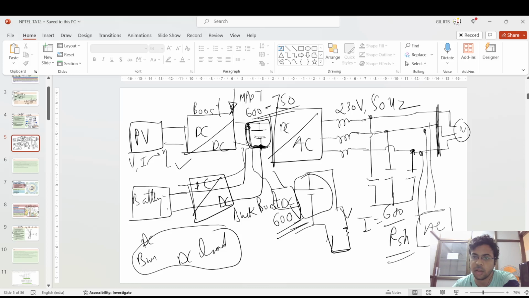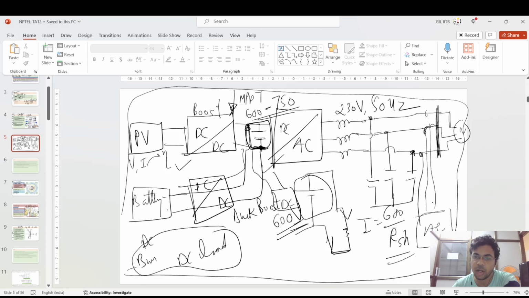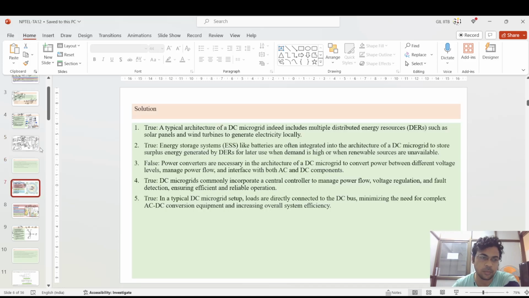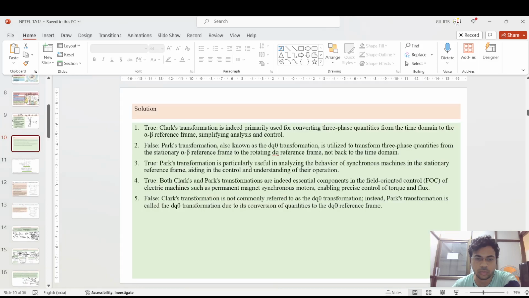There is no meaning in connecting this DC load across this AC terminal by utilizing again this AC to DC converter. So the main crux is that you can use this DC load directly at this DC busbar, and you can utilize this AC load at an AC busbar. Okay, so this is the main crux of this question. Okay, I hope I have cleared your doubt.